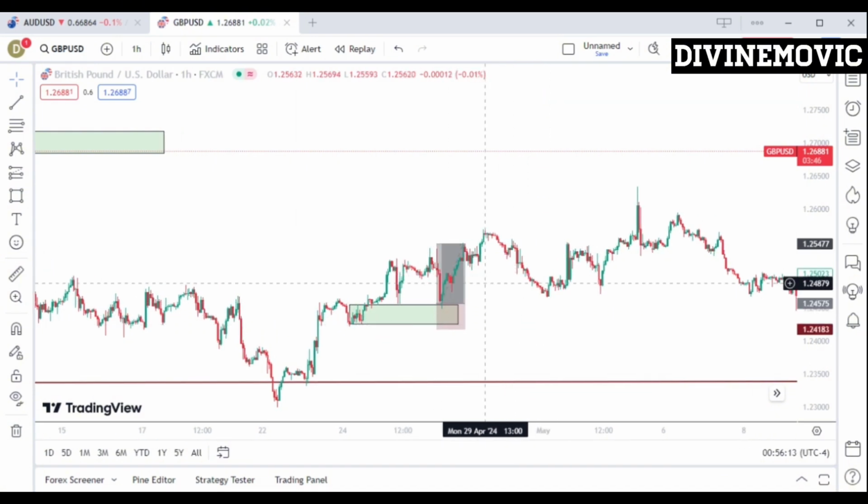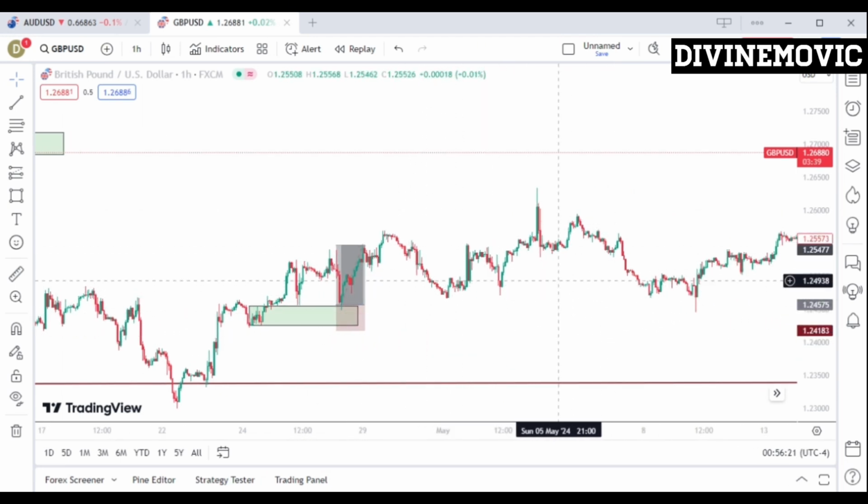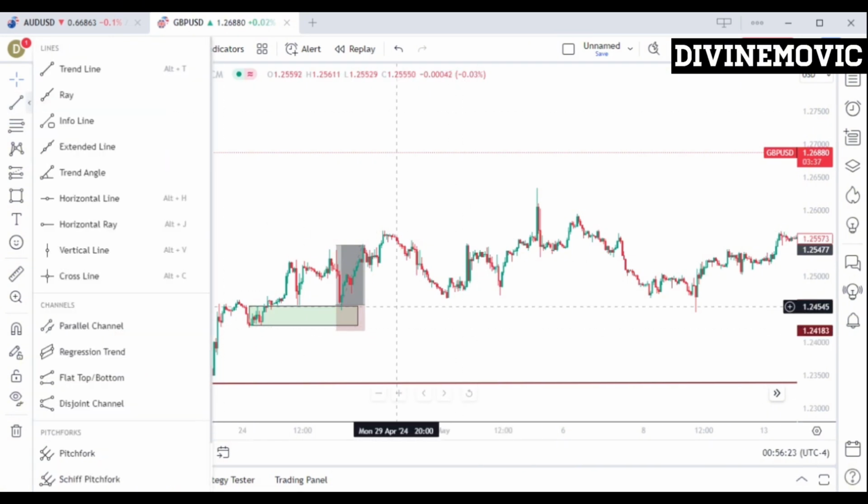Now, when this point has been triggered, what did the price do next? Price engineered liquidity. Where did the price engineer liquidity?